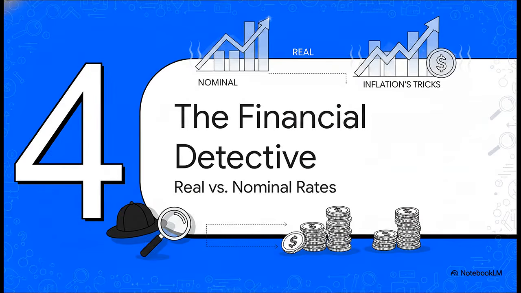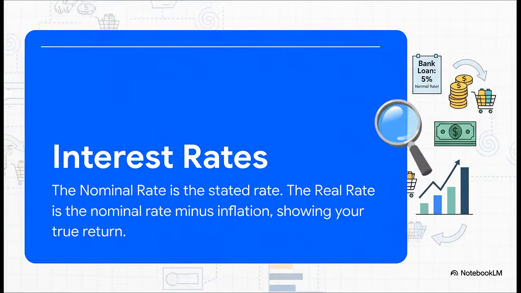Okay, so now that we get the damage, we've got to learn a key detective skill. We need to know how to see through inflation's little tricks, especially when it comes to things like savings and investments. And that means understanding the huge difference between what's nominal and what's real. So when you see a bank advertise an interest rate on a savings account, that's the nominal rate. It's the number on the sign. But the real rate is what you're actually earning after you factor in inflation. The real rate is the only thing that tells you if your purchasing power actually grew.